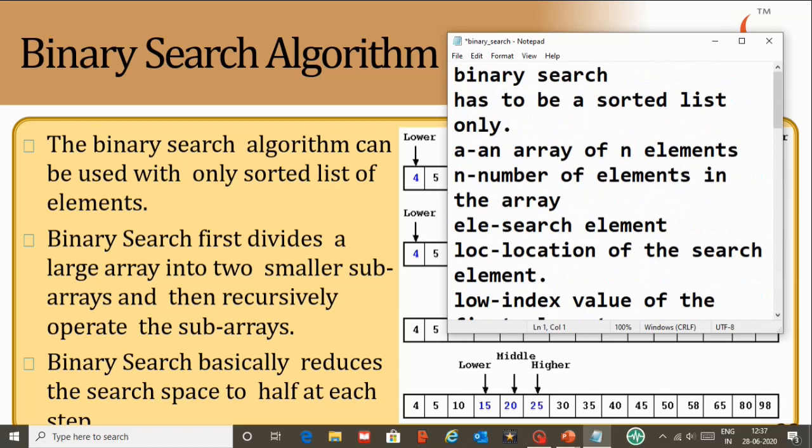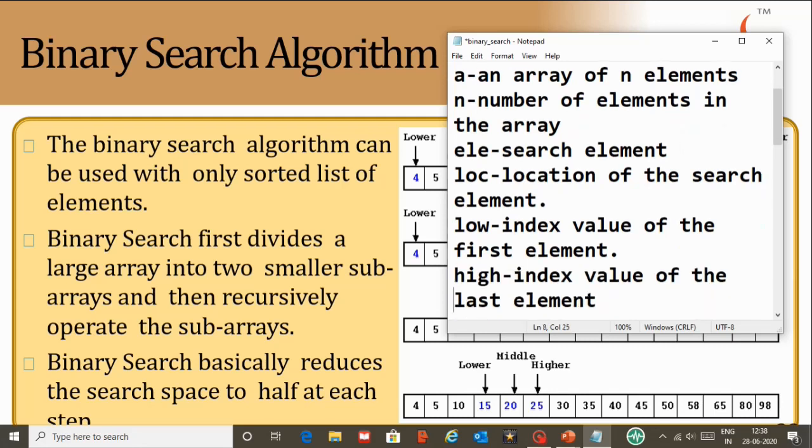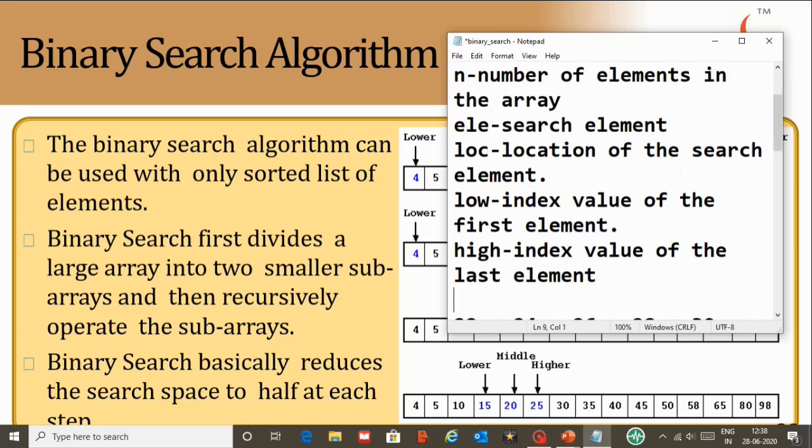Okay, let me go through this again, then I will write one more example. That is why binary search has a sorted list only. Yes, it has to be a sorted list only. An array of n elements, where n is the number of elements in the array. ELE is the search element. LOC is the location of the search element. Low, to begin with, is equal to the index value of the first element. High is the index value of the last element.